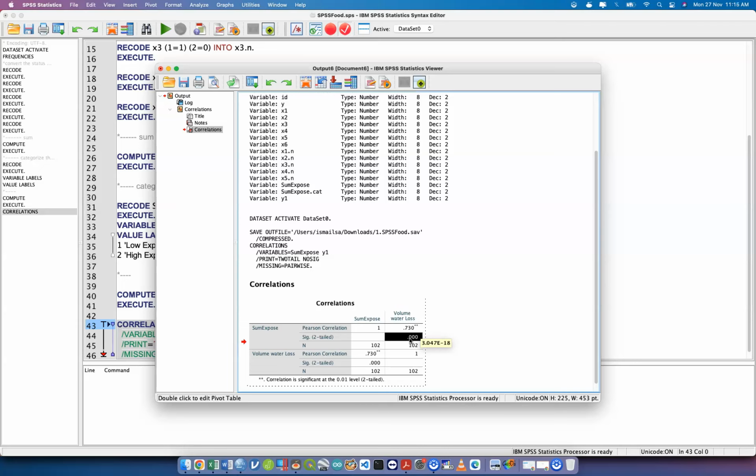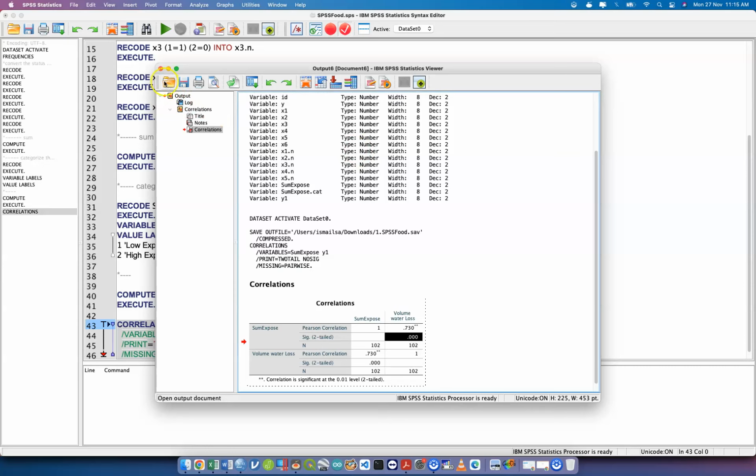You must remember NOR, Nature of Relationship, which is talking about the strength and direction. The strength is high. Direction is positive. Why positive? Because there are no negative indications. That means it's a positive high relationship. Khalas. Jelas kan? Right.